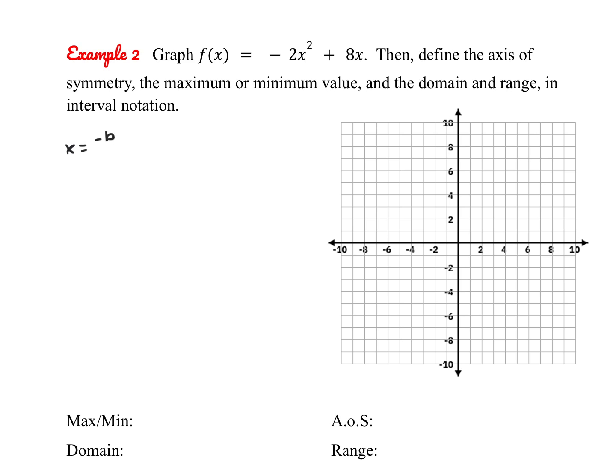Okay, let's start by finding that x value of our vertex. Again, I always recommend writing out our little formula, negative b over 2a. So we have negative 8 over 2 times negative 2. So that's negative 8 over negative 4, which is positive 2. And then I'm going to plug that into our function to find the y value.